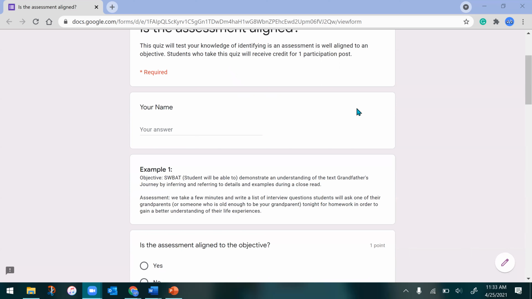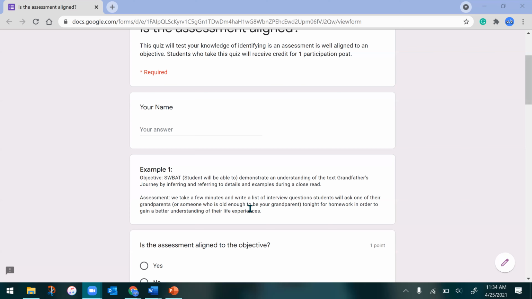This is actually more of an extension activity connected to the reading. And here is why. The objective states that they're going to demonstrate an understanding of the text. Well, the assessment doesn't have them demonstrating any understanding of the text. It's all about going home to talk to a grandparent. So when we look at our objectives, this is not aligned at all.